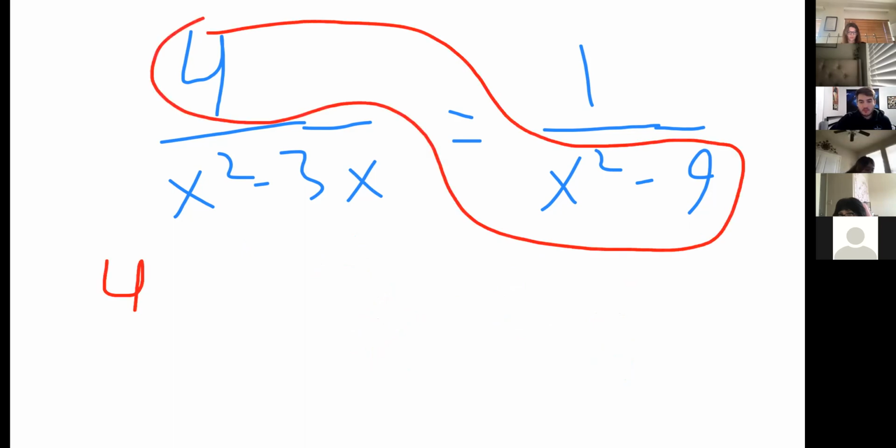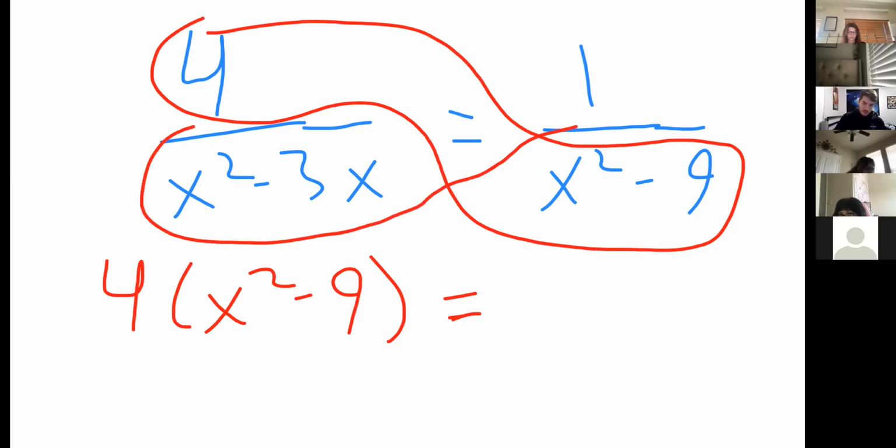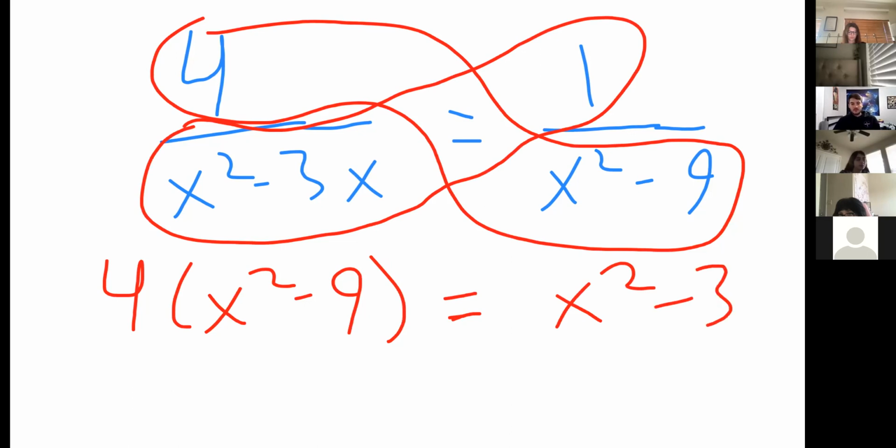Yep, so one side looks like 4 times x squared minus 9. If you do the LCD, you'll get to this next step. You're going to do some middle work, but you'll essentially get to this step that we're about to be at. And then x squared minus 3x. Yeah, and we're multiplying that by what? 1, so it just stays the same. Yes.